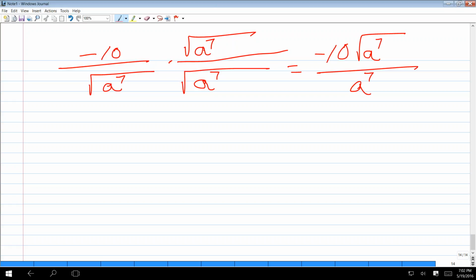Now, I can do some simplification. That's not really my final answer because I can simplify that, right? What does that equal to?